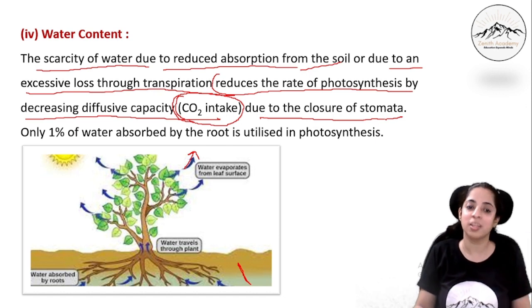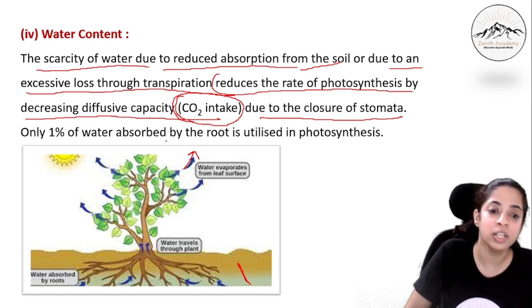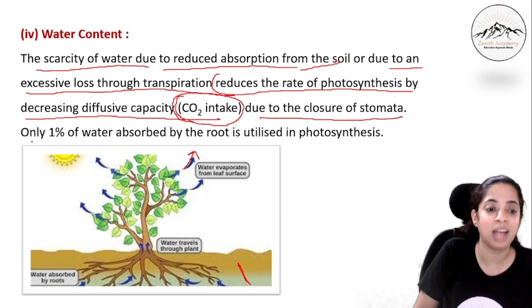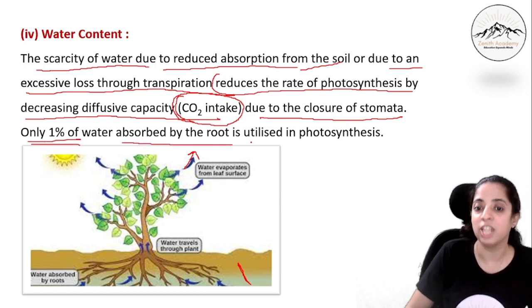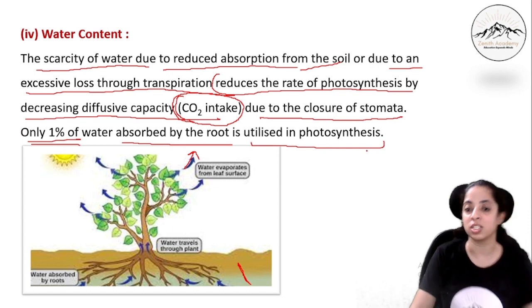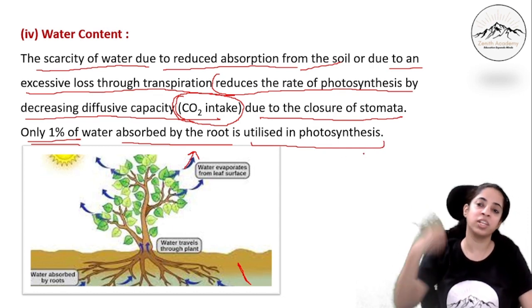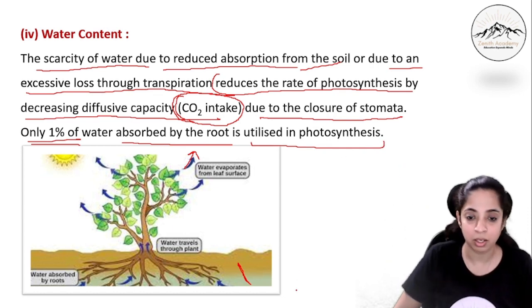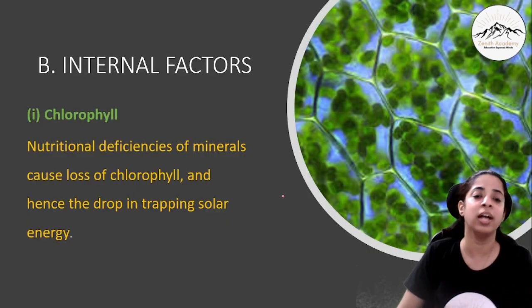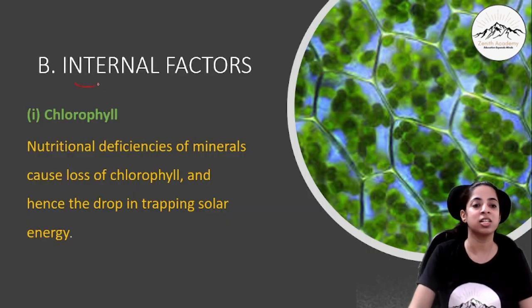Photosynthesis will decrease, right? So children, you should also know this fact that only 1% of the water which is absorbed by the root is utilized in photosynthesis. Otherwise maximum of it is transpired. Okay, now let's go ahead. We have studied the external factors. Now let's talk about internal factors.